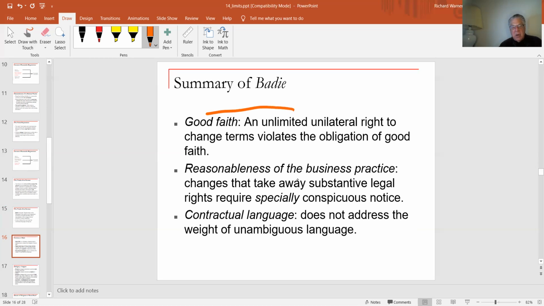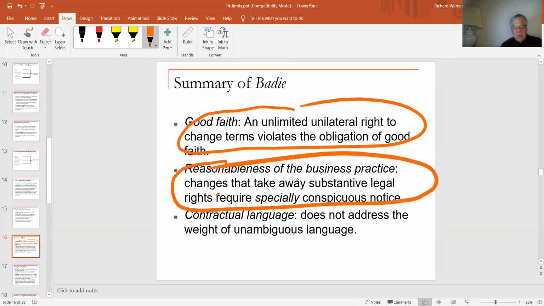This was our type of transaction inquiry. You come in and say, I have an unlimited right to make changes in the contract. That itself is inconsistent with the obligation of good faith and fair dealing. If I'm going to make really big changes, require conceptual notice. And in this case, the contractual language, the court doesn't address the weight of unambiguous language. We don't know yet what would happen if the contract language went one way or the other. How's the court going to handle that? We will see that in the next case.